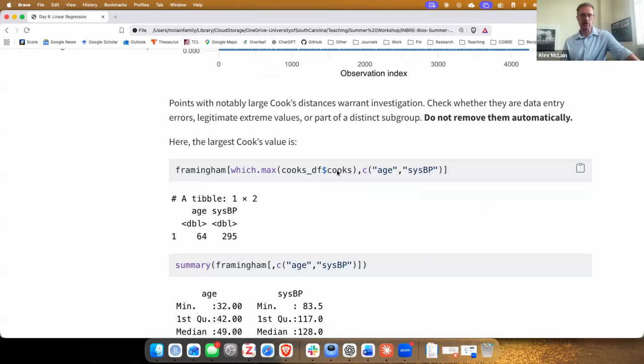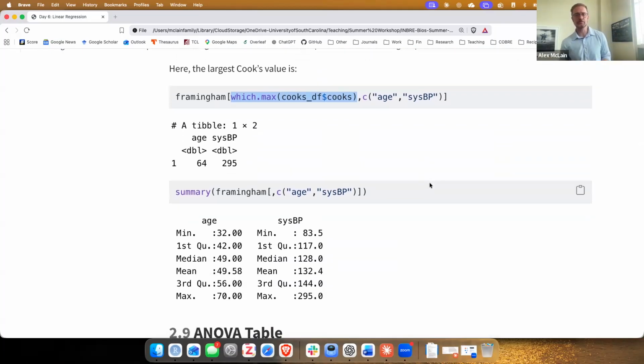So I'm taking the Framingham data set and I'm saying which dot max of Cook's distance. So I'm getting the maximum value and saying, hey, show me age and systolic blood pressure for this person. So this person is 64 years old and they have a systolic blood pressure of 295. So the age is not particularly strange. It's on the higher side, but it's not the largest. The 295 is really why this person is standing out. That is clearly the largest value.